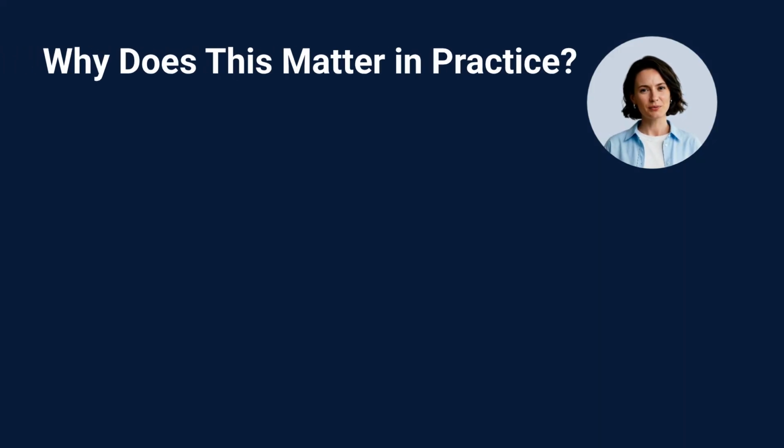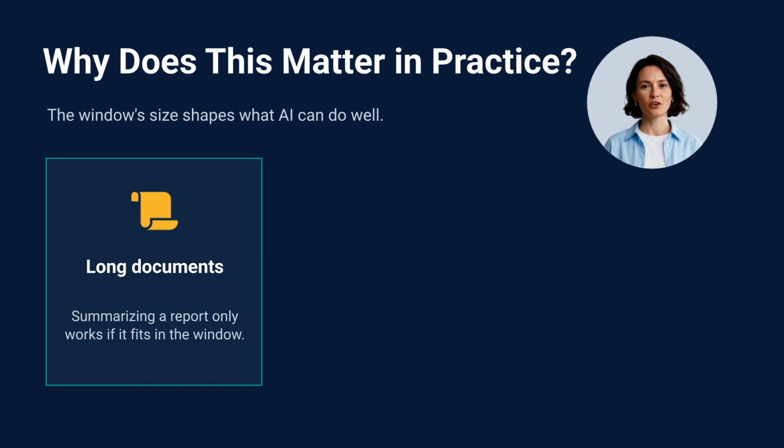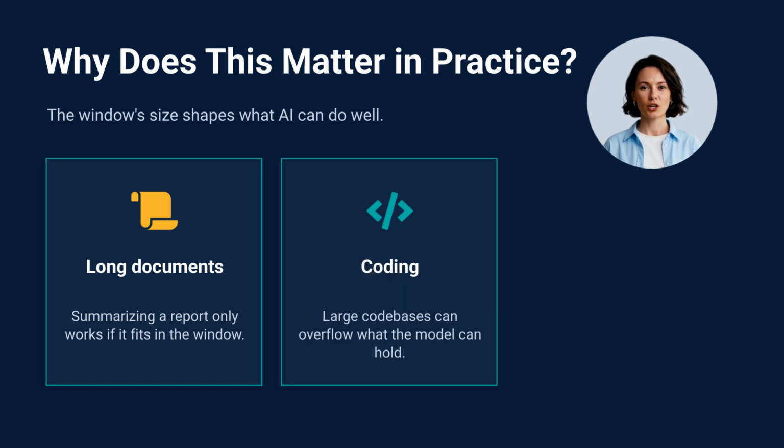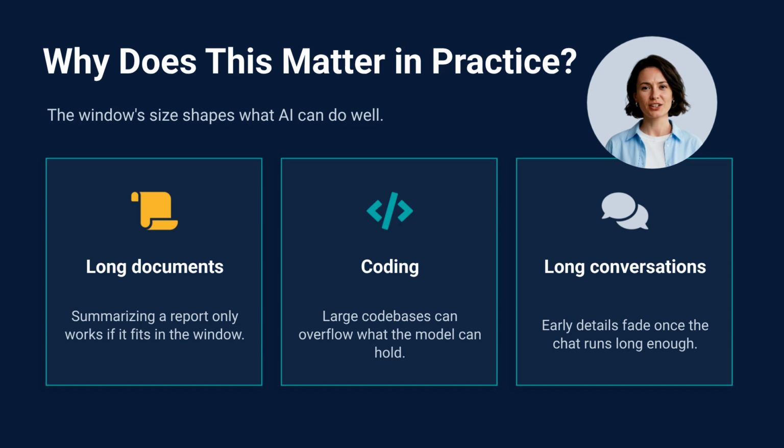Why does this matter in practice? It matters because the window's size shapes what AI can do well in three big ways. When you ask an AI to summarize a long report, it only works well if the whole report fits in the window. In coding, a large code base can overflow what the model can hold at once. And in everyday long conversations, those early details fade once the chat runs long enough. Knowing that window limits exist helps us to understand why these things happen.